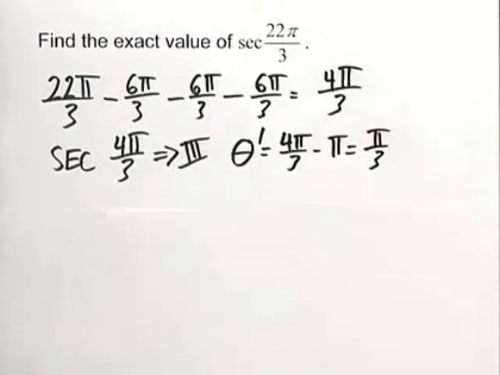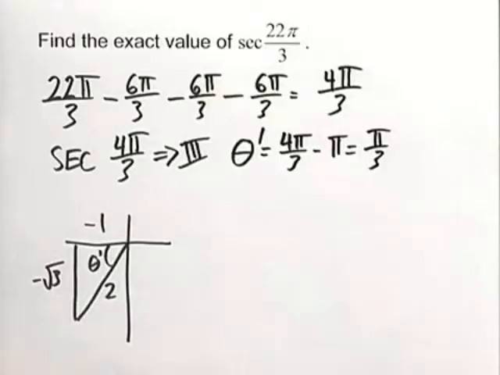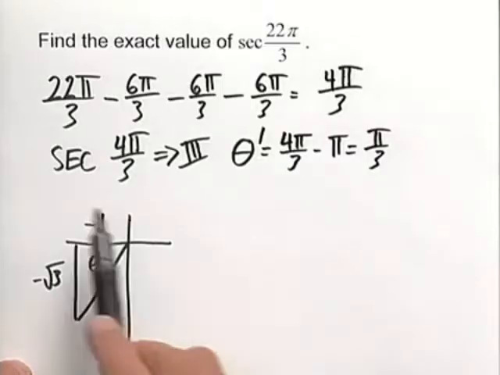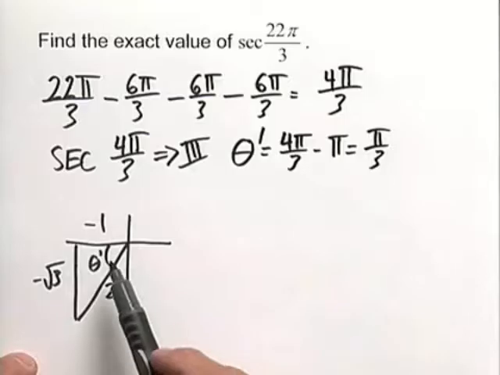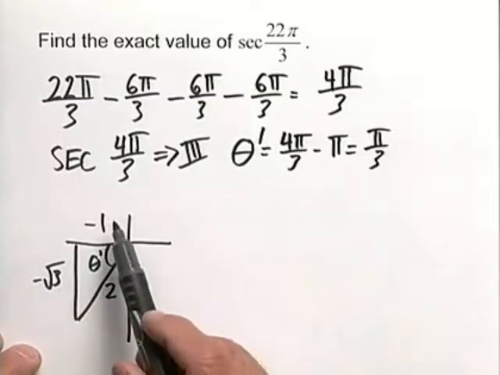So let's look at our base triangle when our reference angle is pi thirds, and we have this drawn here in the third quadrant. We are looking for the secant of 4 pi thirds. And the secant, remember, is the hypotenuse over the adjacent side.